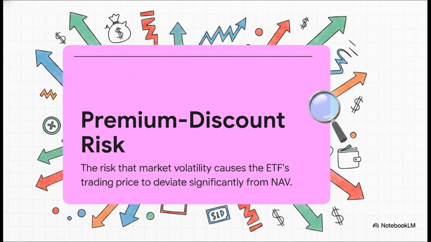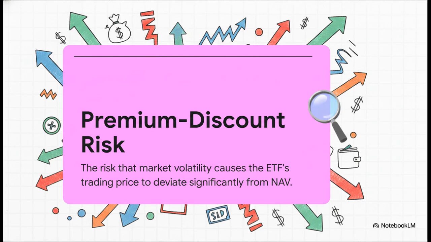So the really crucial point here is how this mechanical structure directly hits your wallet. We call this premium discount risk. Because ETF shares trade on an exchange, the market forces of supply and demand are what actually dictate their price. When market volatility spikes, the trading price of AAEQ shares might deviate significantly from the actual net asset value, the NAV, of the underlying stocks.